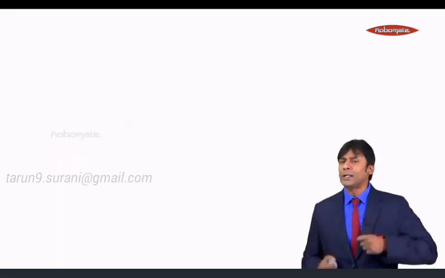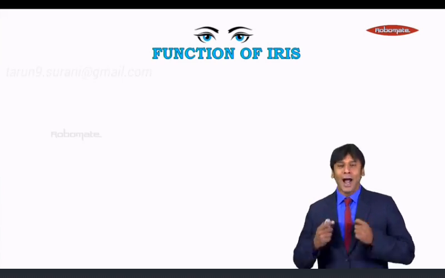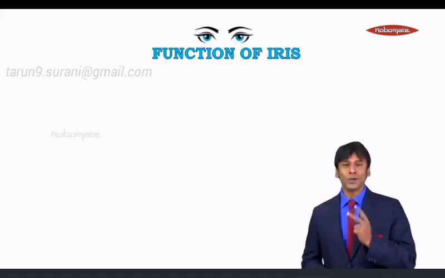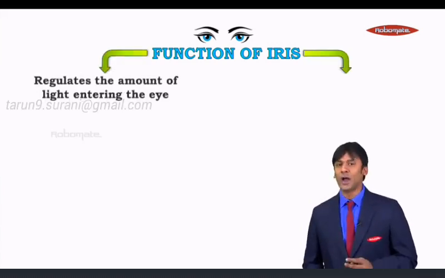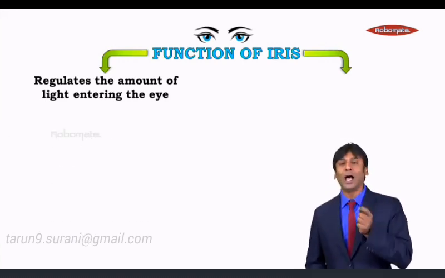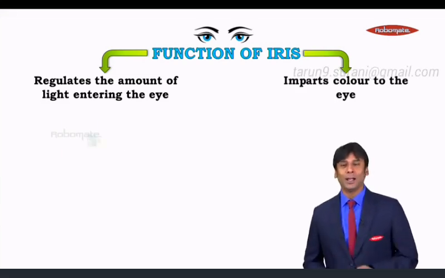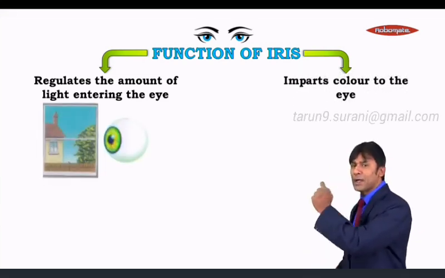Now, students, next let's understand iris more in detail. The iris has two important functions. The first function of iris is it regulates the amount of light entering the eye. And the second important function is iris imparts color to the eye. Now let's understand how iris does the first function.